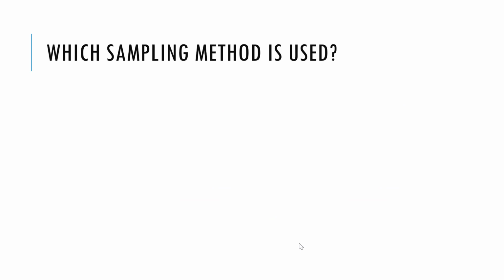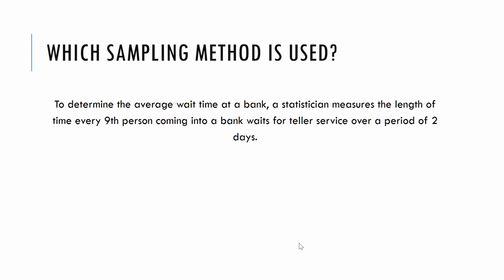Let's do a few more examples to get comfortable with these sampling methods. To determine the average wait time at a bank, a statistician measures the length of time every 9th person coming into a bank waits for teller service over a period of 2 days. What type of sampling is used here? Pause the video, write down your answer, and then see if you are correct. The answer is systematic sampling.